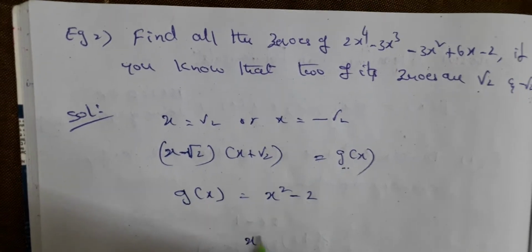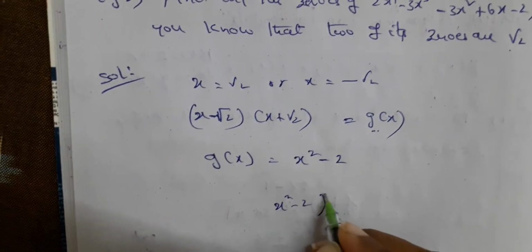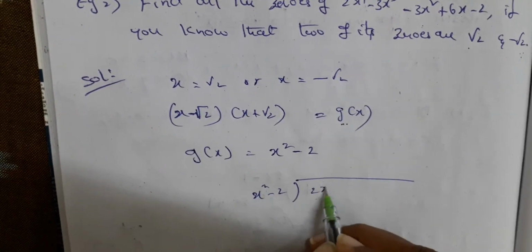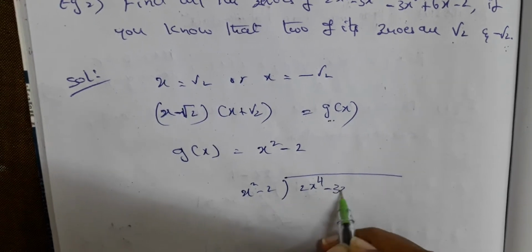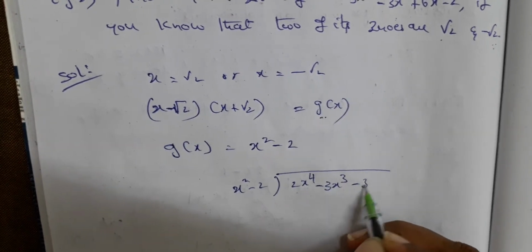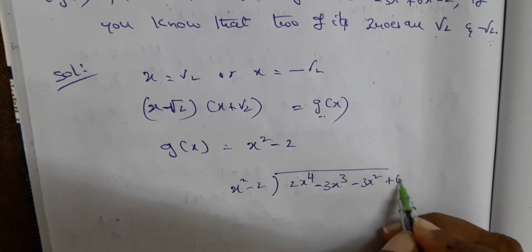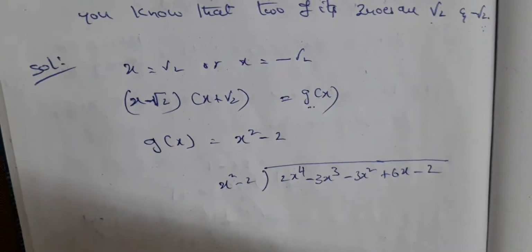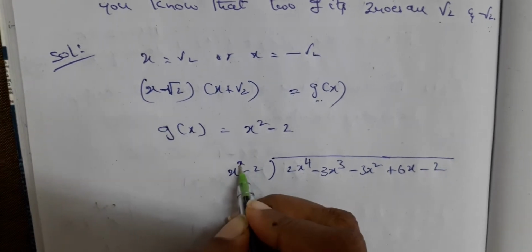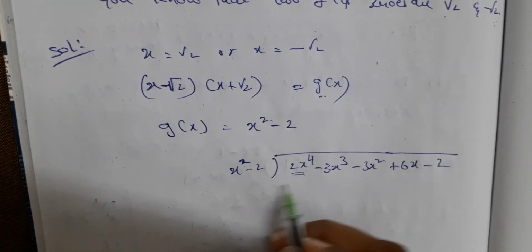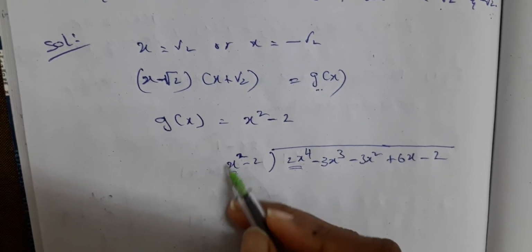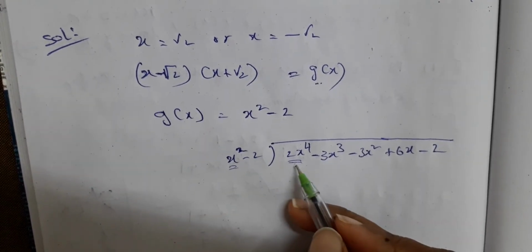So therefore what is in our problem? x square minus 2 divides 2x power 4 minus 3x cube minus 3x square plus 6x minus 2. Okay children, so now let us see. Again, what did I say? You have to only look at the first terms. Here 2x power 4 by x square. If I multiply with 2x square, you will be getting 2x power 4.